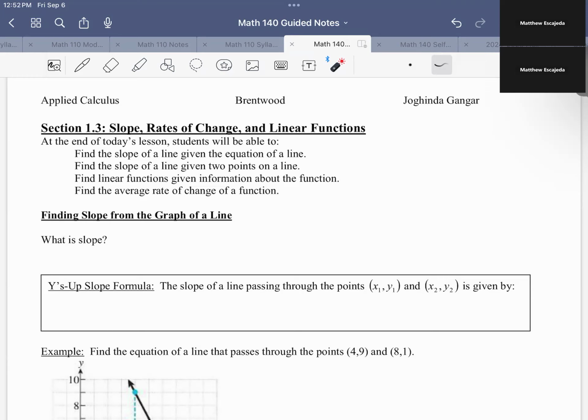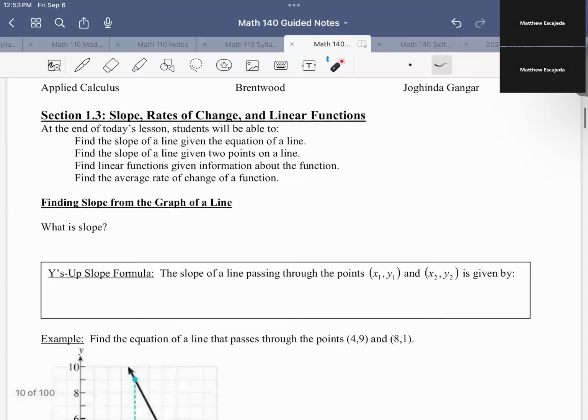Okay, so still in this algebra stage, but let's go ahead and look over the learning objectives for today. They are to find the slope of a line given the equation of a line, find the slope of a line given 2 points on the line, find linear functions given information about the function, and be able to find the average rate of change of a function.